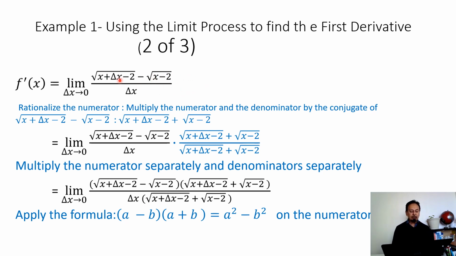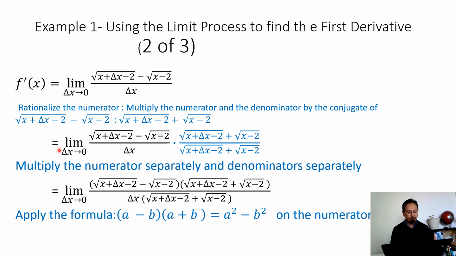Now if we replace delta x equals 0, this becomes square root of x minus 2 minus square root of x minus 2, which will be 0. So the delta x is also 0, so it will become 0 over 0. So that means we rationalize the numerator, which means multiply the numerator and the denominator by the conjugate of this numerator, which is square root of x plus delta x minus 2 plus the square root of x minus 2.